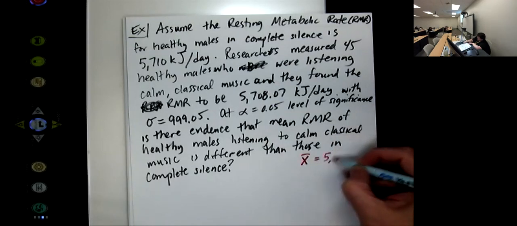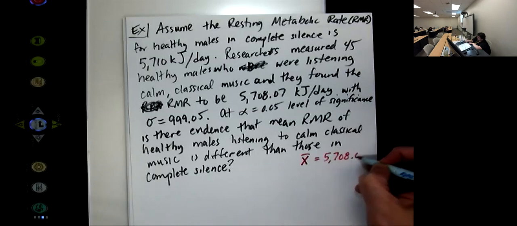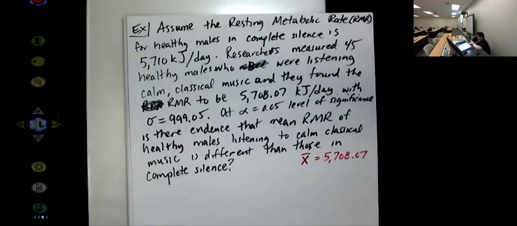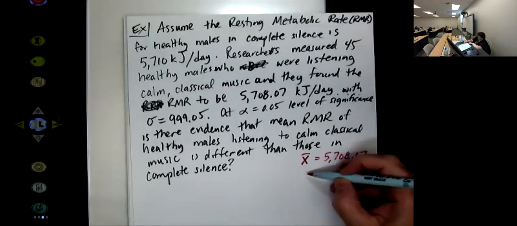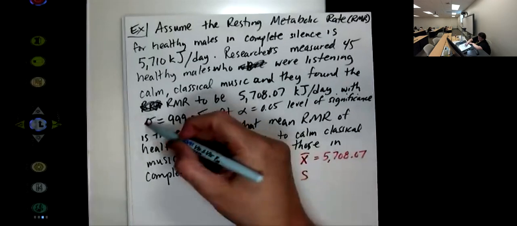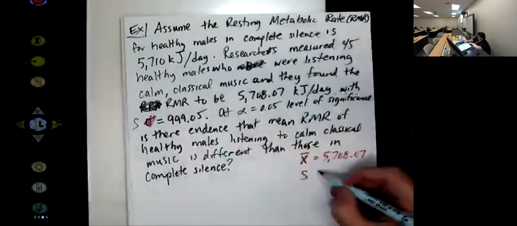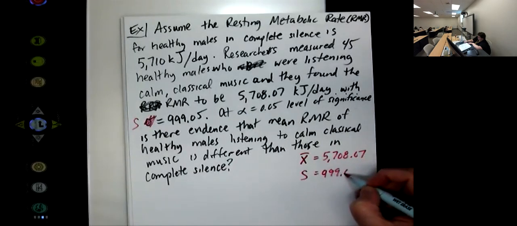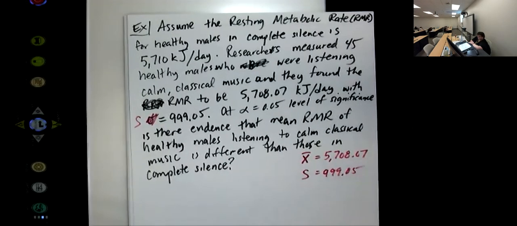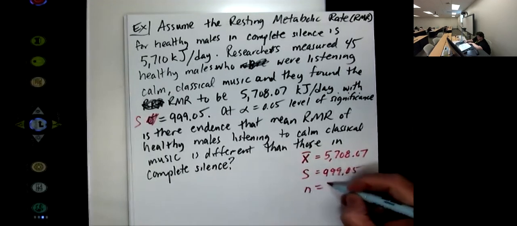is 5,708.07. The standard deviation, I wrote sigma, that should be S, is 999.05. And they surveyed 45 people.